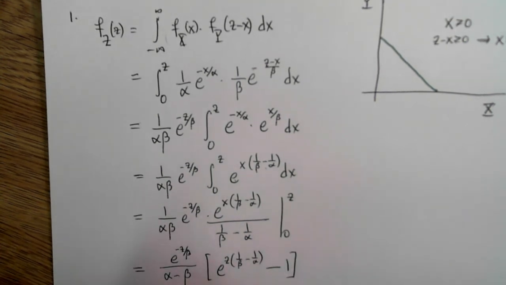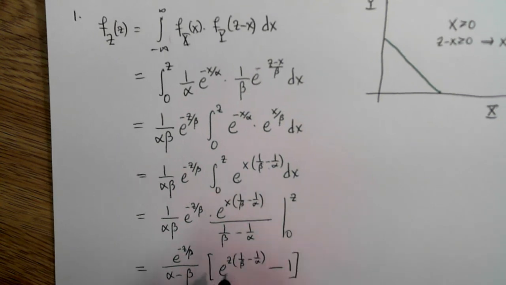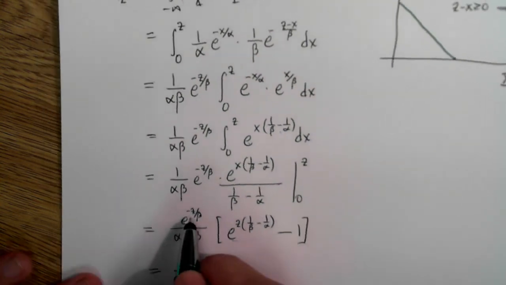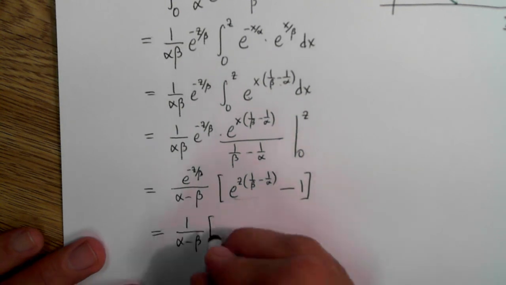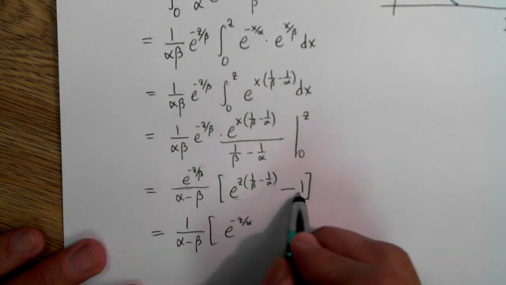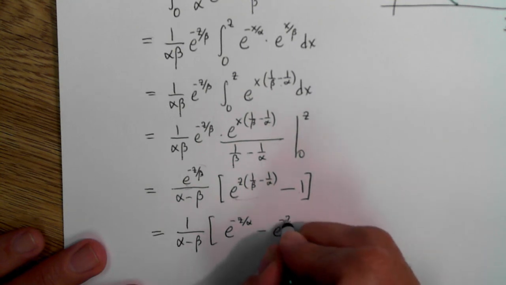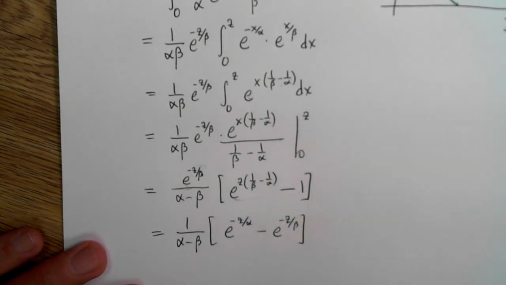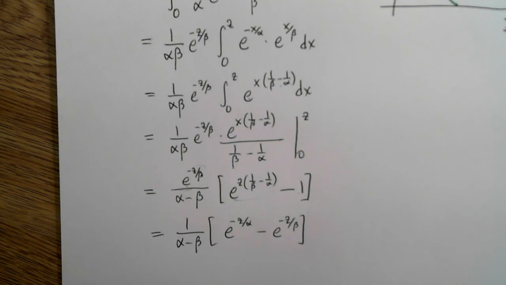Okay, now I can do a little bit better than this. If I multiply this by e to the minus Z over beta here, so I have 1 over alpha minus beta. If I multiply this by e to the minus Z over beta, that becomes simply e to the minus Z over alpha. And if I multiply this by 1, I get minus e to the minus Z over beta. And so that is the PDF for the sum of the two random variables.